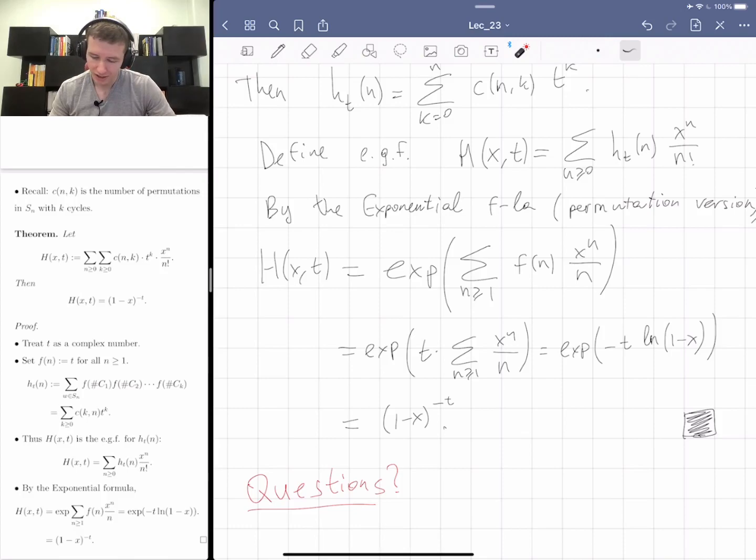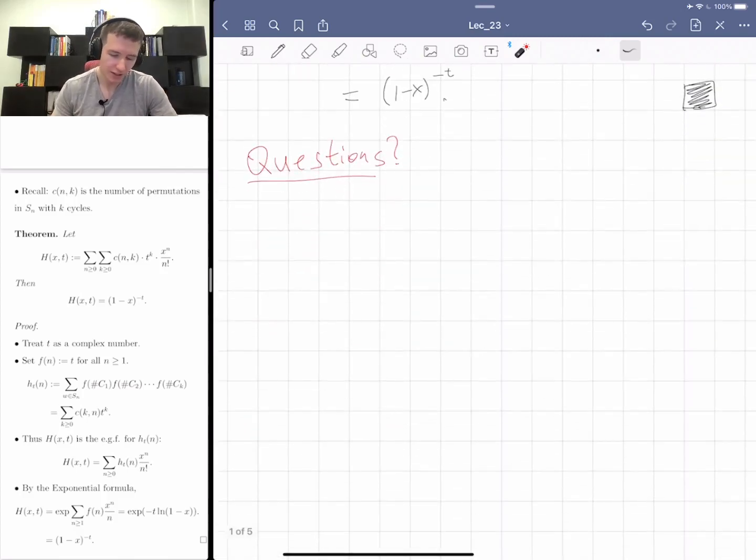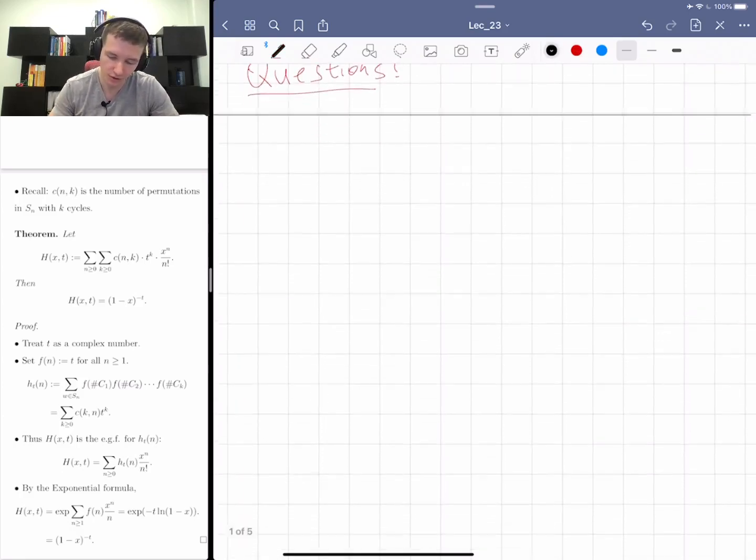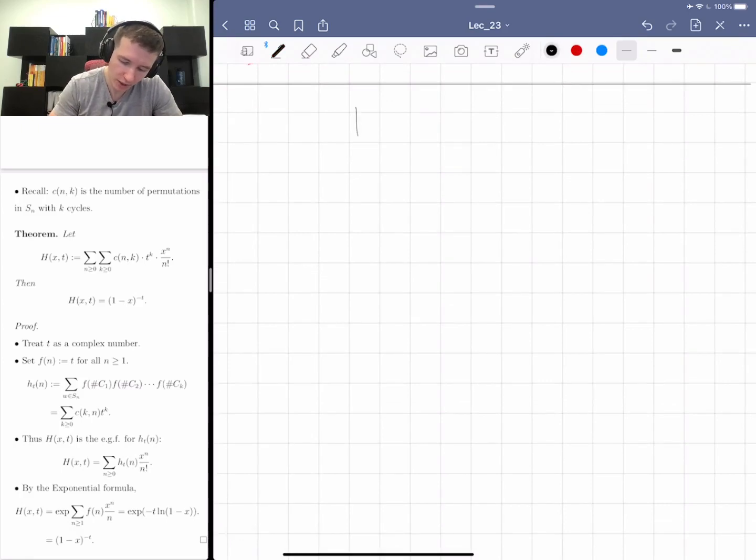Okay, and yeah, that's the nice generating function. Let me also mention something else. There may be some problems in the homework about this, but the reason I want to mention the next part is that I just think it's a strange and cool fact. So let me mention pattern avoidance.